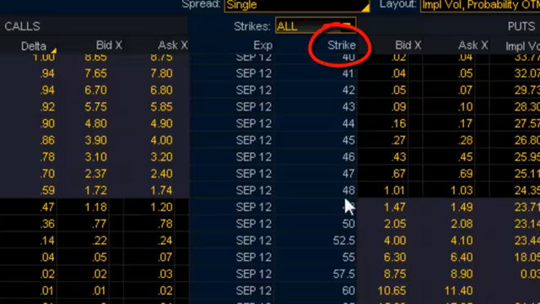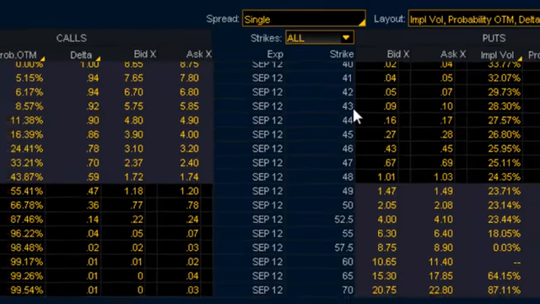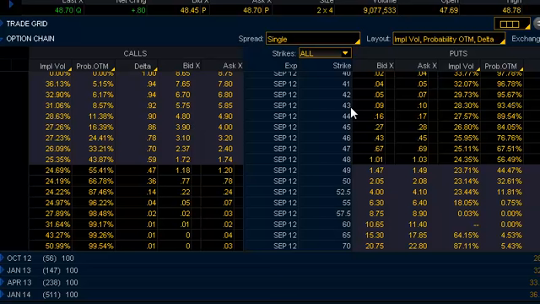What this means is that for a call option, this option right here gives you the right to buy Starbucks at $48. This one gives you the right to buy it at $49, $50, $52, $55. Put options are opposite. They give you the right to sell. So the 41 will give somebody the right to sell it at $41, $42, $43. That's all the strike price is. It's just a price. Options are legal contracts, and these contracts give you certain rights, either the right to buy or sell something.